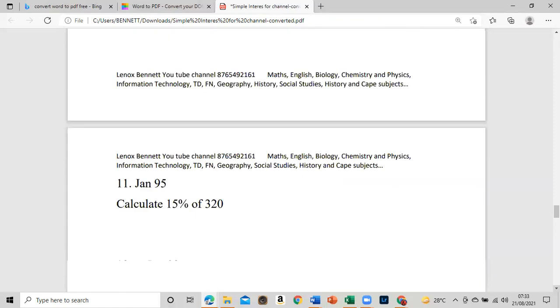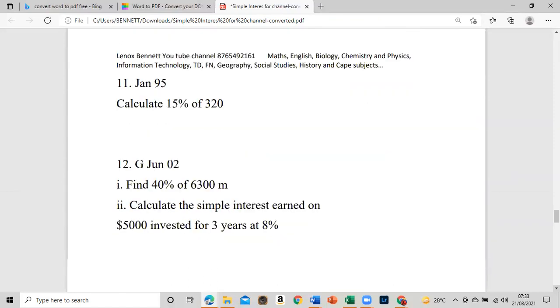All right, it's kind of getting easier now. Calculate 15% of 320. What's the answer, guys? 15% of 320. Percent means out of 100.